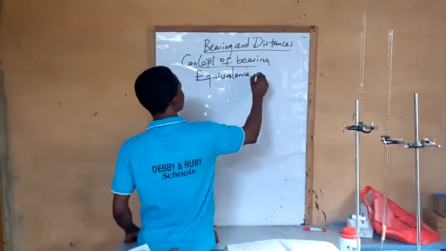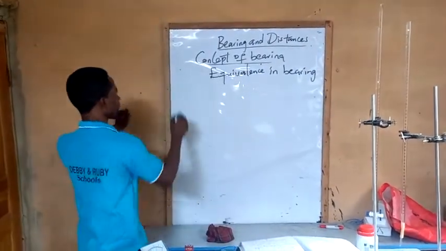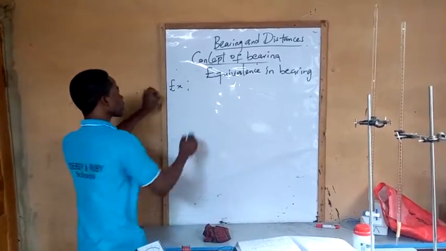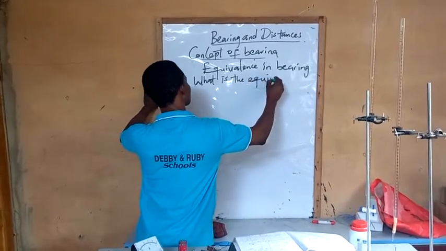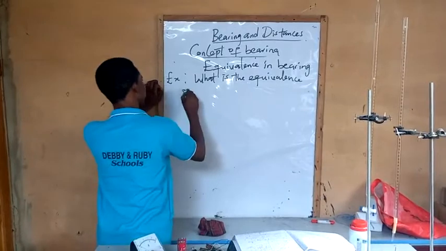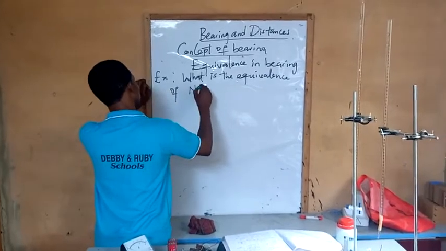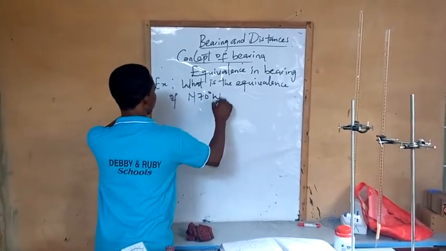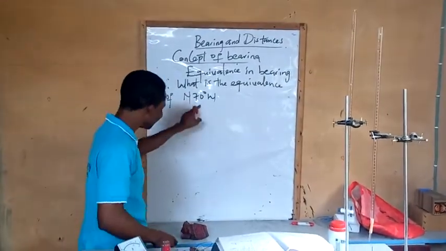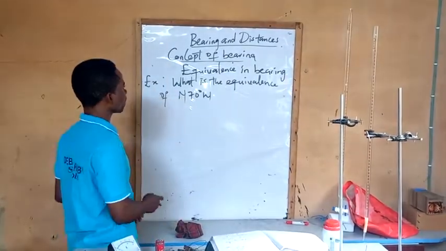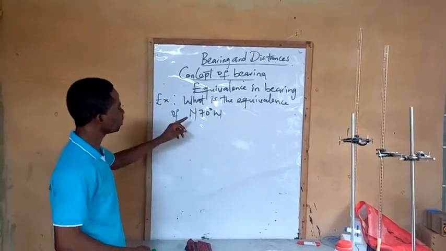Equivalence in bearing. Okay, example. They can ask us: what is the equivalence of north 70 degree west? Equivalence in bearing. That shows that they want the equivalence of these 2 digits in 3 digits. That's the meaning. When they say what is the equivalence of north 70 degree west, it shows that what is the equivalence of these 2 digits in 3 digits.